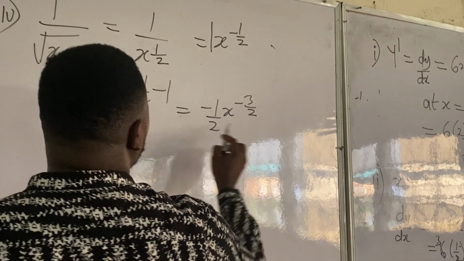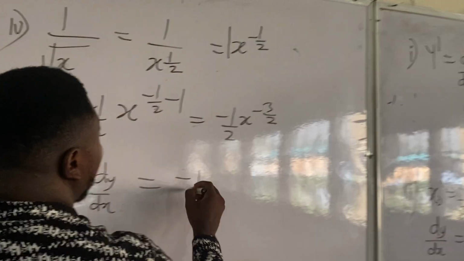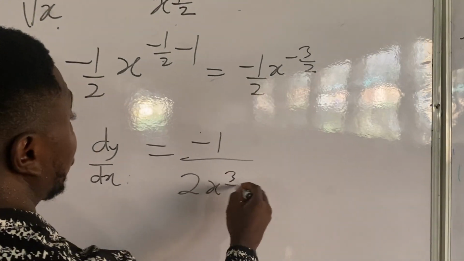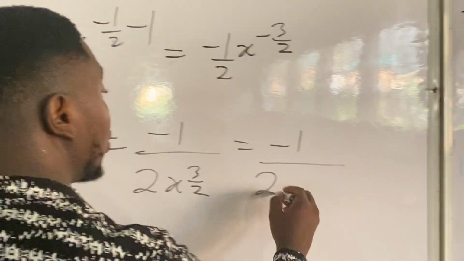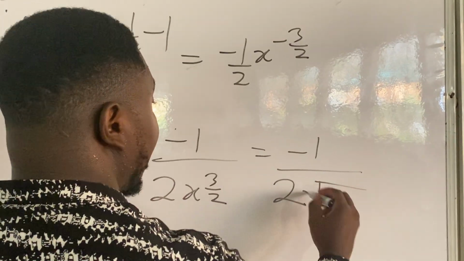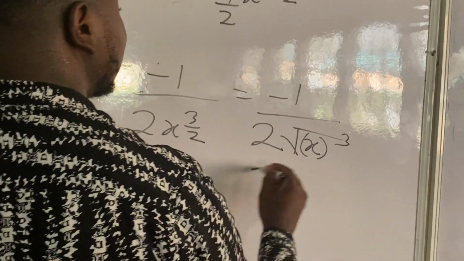x raised to power minus 3 over 2 can come down and become minus 1 over 2 times x raised to power 3 over 2. It will no longer be negative in the power. That is the same thing as minus 1 all over 2 root x raised to power 3. That is the final answer, dy/dx for this.